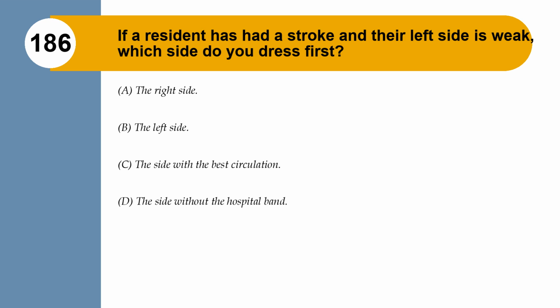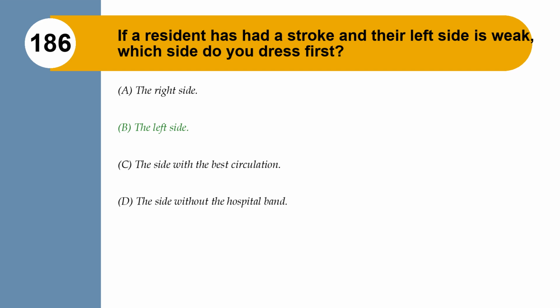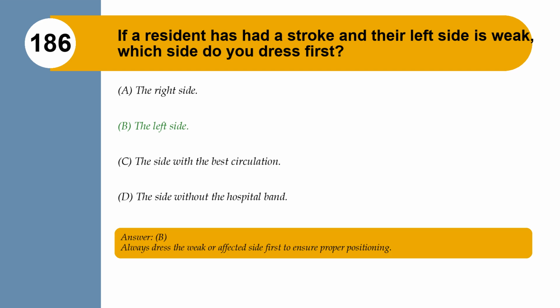Question 186. If a resident has had a stroke and their left side is weak, which side do you dress first? Option A, the right side. Option B, the left side. Option C, the side with the best circulation. Option D, the side without the hospital band. The correct answer is option B, the left side. Explanation. Always dress the weak or affected side first to ensure proper positioning.